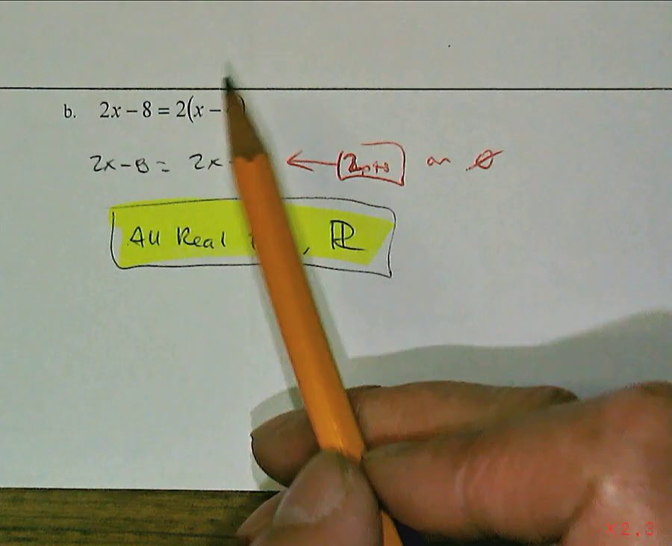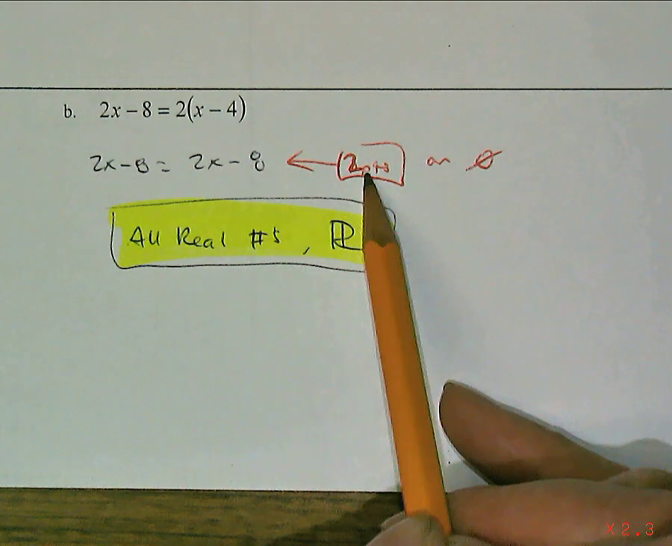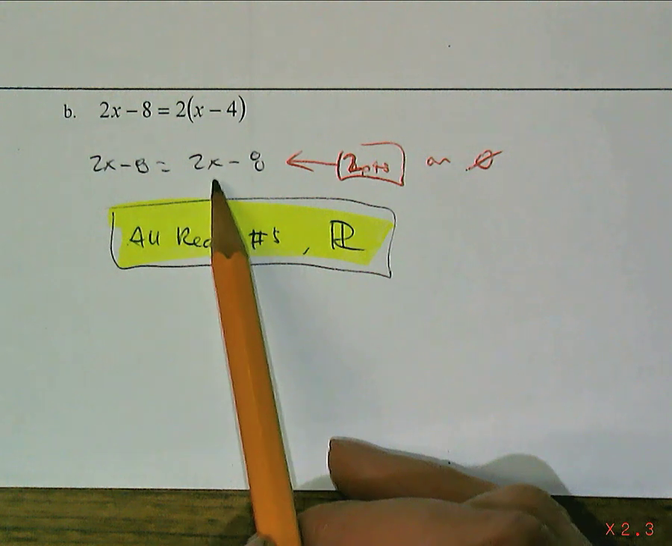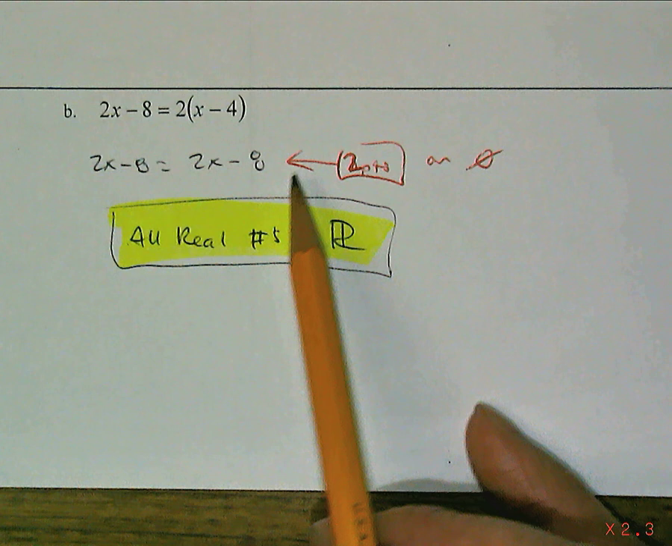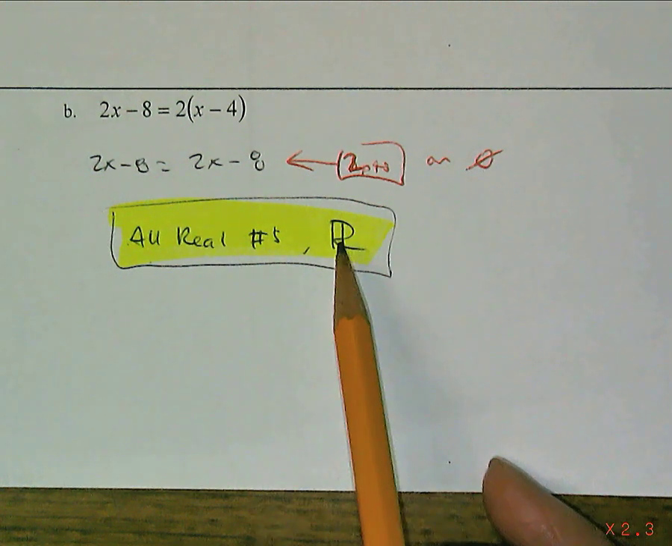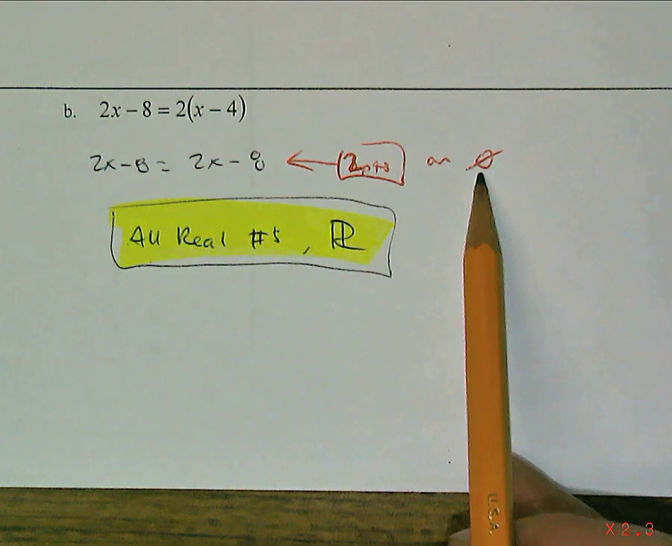2b. You distribute correctly, I give you 2 points. Now if you have something like 0 equals 0, 2x equals 2x, negative 8 equals negative 8, the answer is all real numbers. That happens all the time. So that's your answer. If you had this work but you wrote no solution, then I give you 2 points.